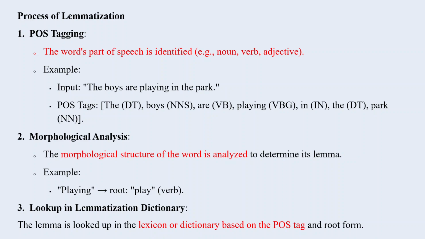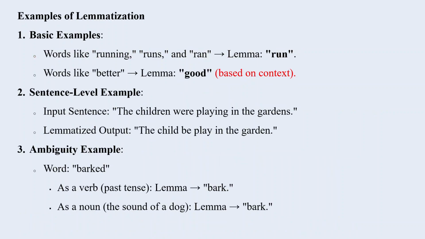Morphological structure of the words is analyzed to determine the lemma. Same like that, after cutting the suffix from the given word, it is generating the root form of the word. That analysis we call morphological analysis. Same thing, a lookup dictionary is available to see the structure of the particular words present in the given sentence. So these are some examples: running, runs and ran, the lemma is run. For words like better, the lemma is good. Based on context, it is providing the meaning.